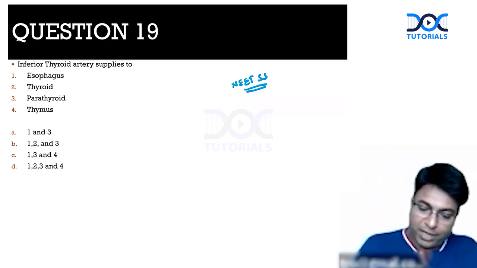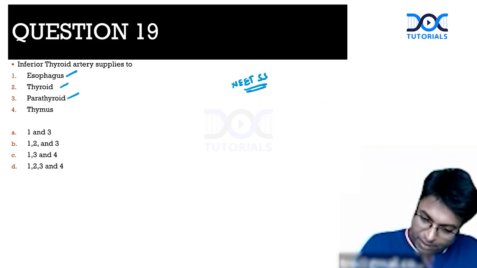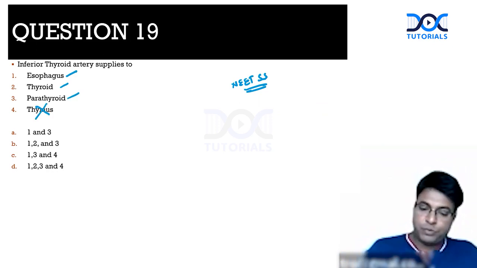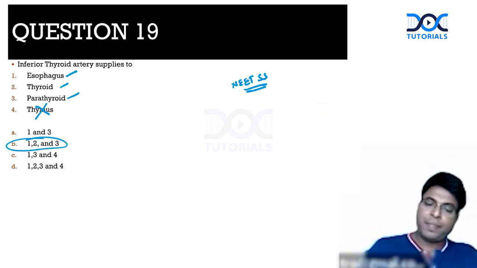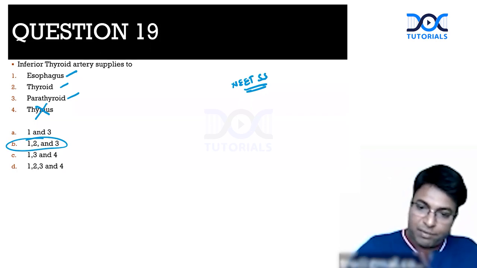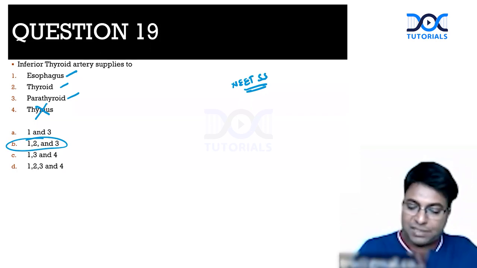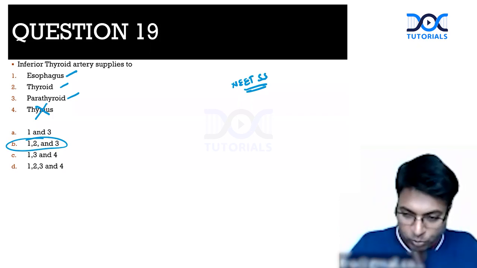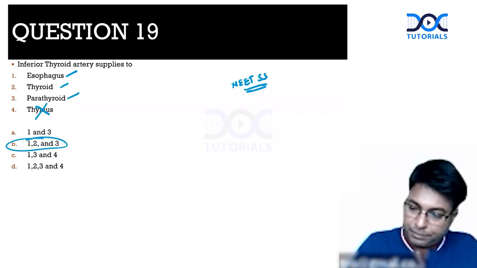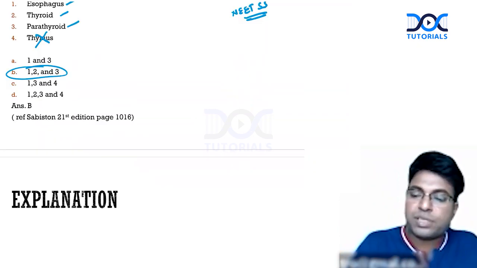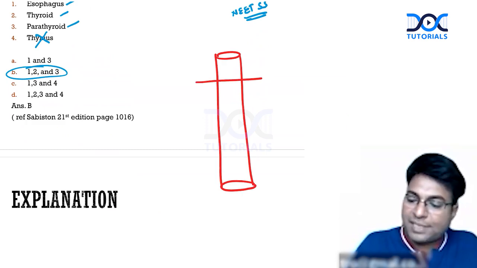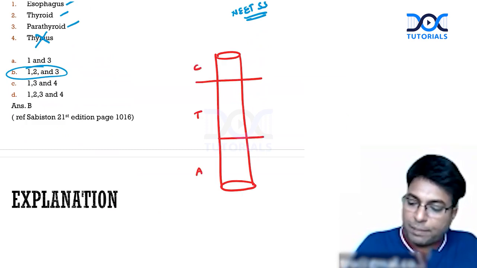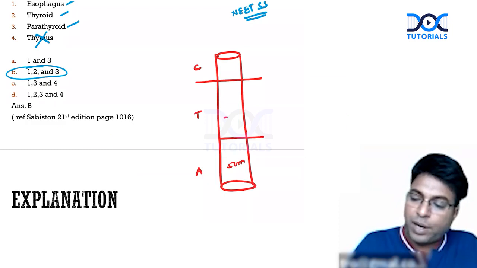So inferior thyroid artery supplies esophagus, thyroid, parathyroid, not thymus. So the answer is 1, 2, 3. It's a simple question, but I want to discuss this because I want to discuss the esophageal blood supply. I will divide the esophagus into cervical esophagus, thoracic esophagus, and abdominal esophagus. Abdominal is around 5 centimeter, cervical is around 5 centimeter, so 15 to 20 thoracic.